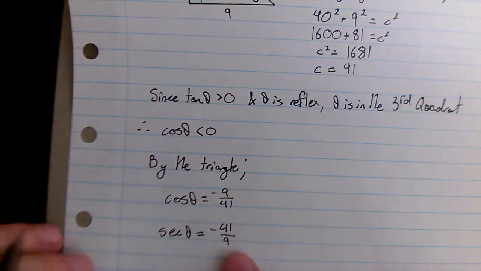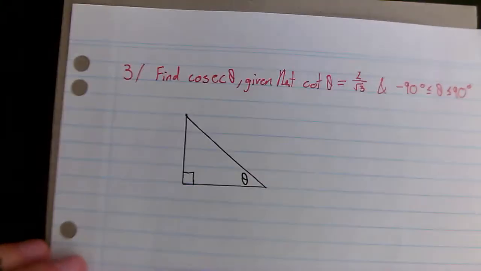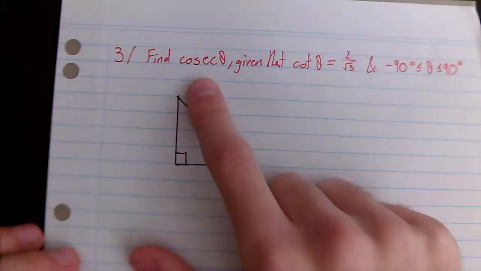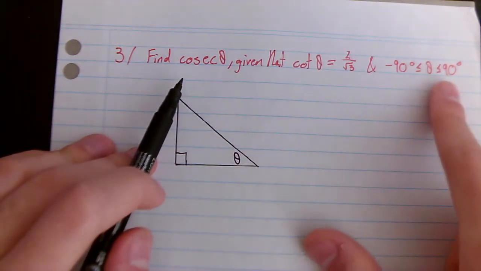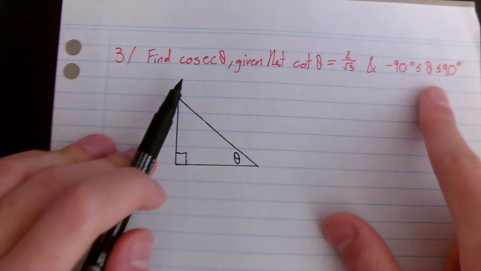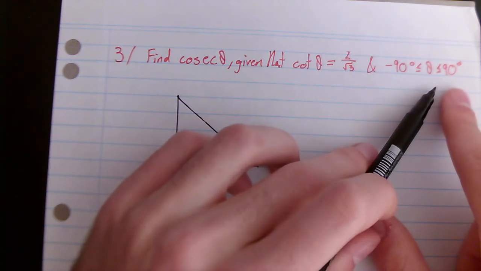Okay, hopefully that makes sense. The third and final example that we're going to be looking at is this one over here. It's pretty similar, but it basically says find cosec theta given that cot theta is 2 on root 3, and we have this domain for theta. We're given that it's between negative 90 and 90 degrees.